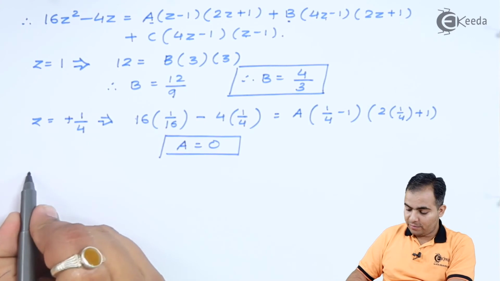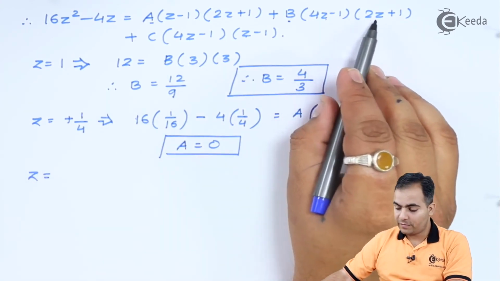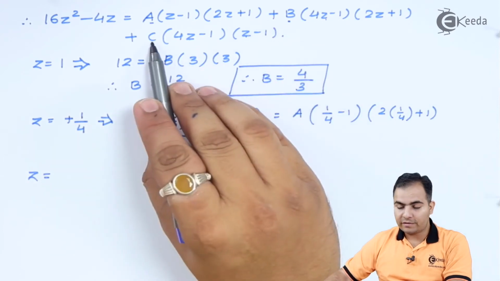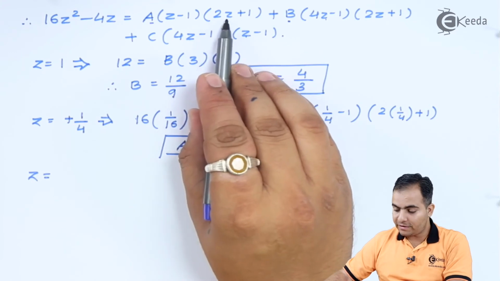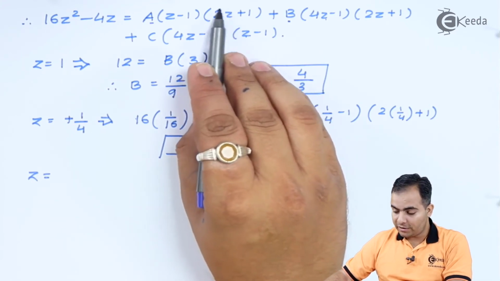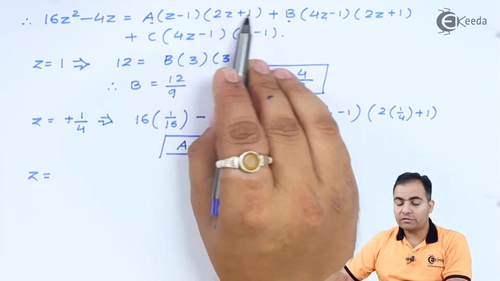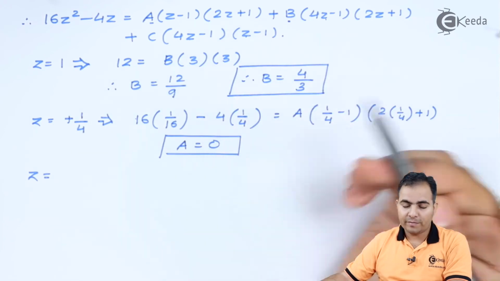Now we'll move on to next. Now I'll substitute, I'm going to calculate a value of C. Now which bracket is missing over here? That is 2z plus 1. So if I substitute z equals to minus half, then automatically 2 gets cancelled, and this whole numerator is replaced by minus 1. Minus 1 plus 1 becomes 0. So automatically my A term and my B term will be replaced by 0.